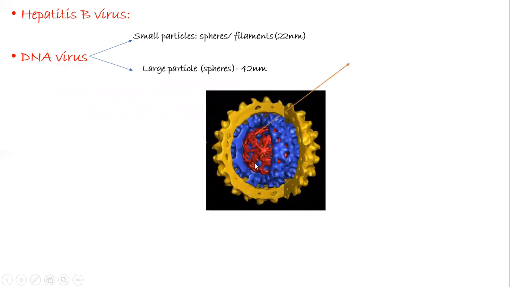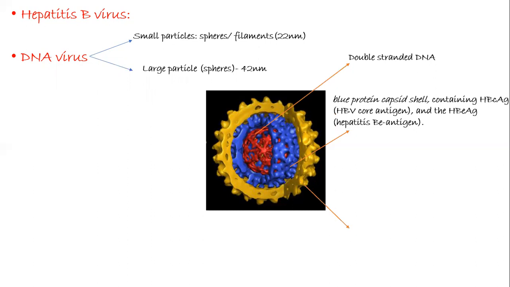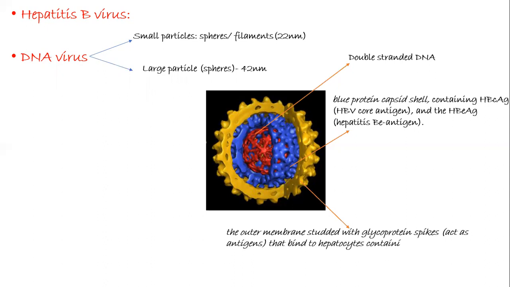Now, this is your hepatitis B virus. This red content is the double-stranded DNA. The blue protein capsid shell contains the HBcAg core antigen and HBeAg hepatitis B antigen. The outer membrane is studded with glycoprotein spikes, which act as antigens that bind to hepatocytes containing HBs antigens.